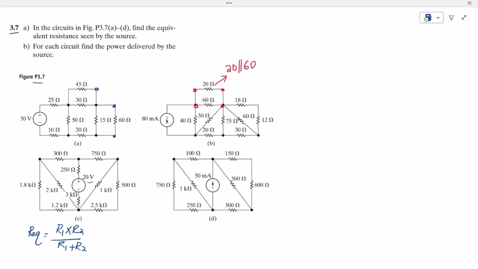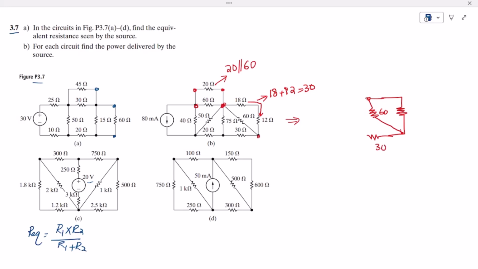Also, if you can see this end here, if the current is flowing through this circuit, the current flowing through 18 ohm and 12 ohm is the same current, so 18 and 12 are basically series resistors. So 18 plus 12 is 30, and this is the equivalent resistance. Let me draw it here. It will be like this one: this resistor is 60, and this other one is 30.